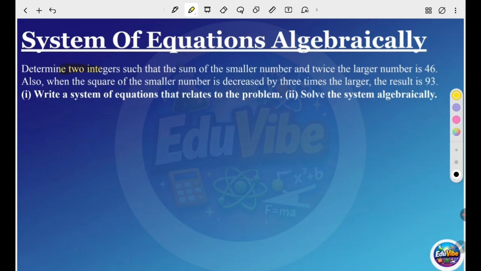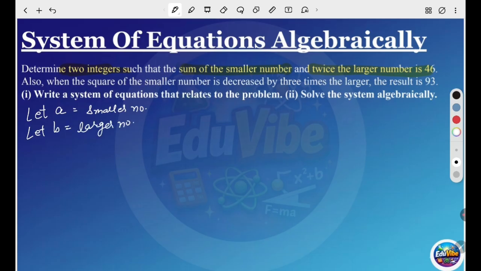Okay, so we have to determine two integers, such that the sum of the smaller number and twice the larger number is 46. So in algebraic sums, we just have to let values. We don't know what the two integers are, so we let that. So we let a be equal to the smaller number, and let b be equal to the larger number.